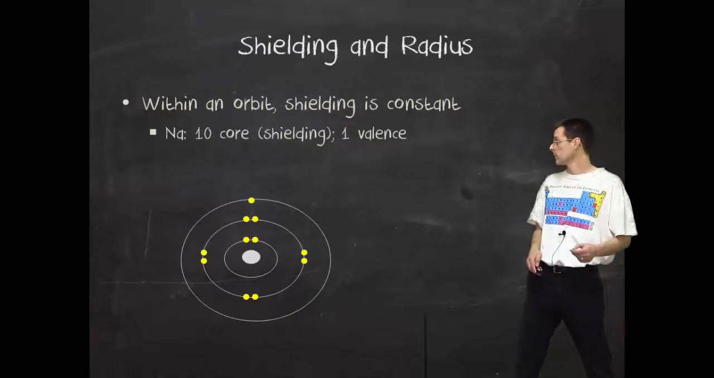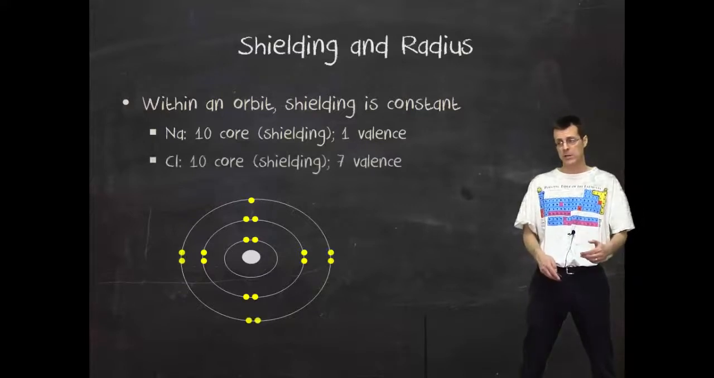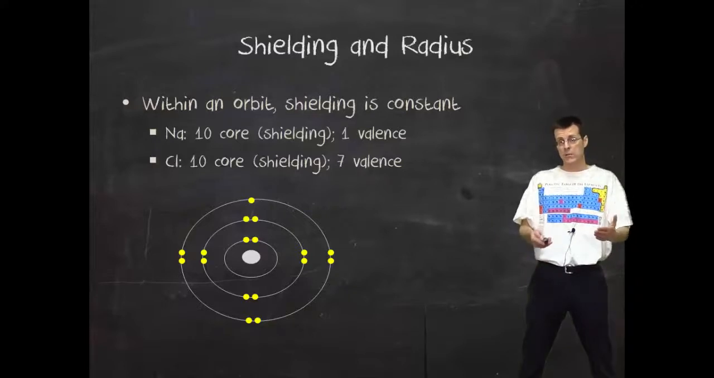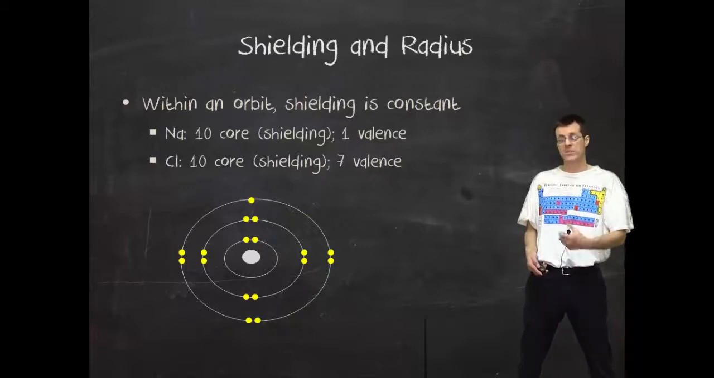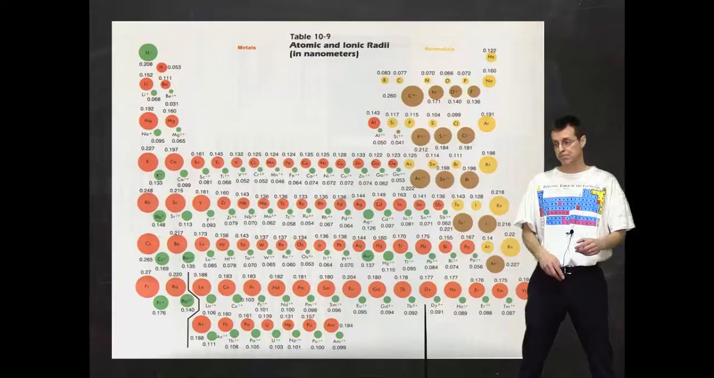So if I look at sodium, I've got 10 core electrons and 1 valence electron. But if I look at chlorine, all I've done is added more valence electrons. I still have 10 electrons doing the shielding. So in terms of the influence of the positive nucleus to negative electron attractive force, the repulsion forces from sodium to chlorine are going to be constant, going to be fixed.